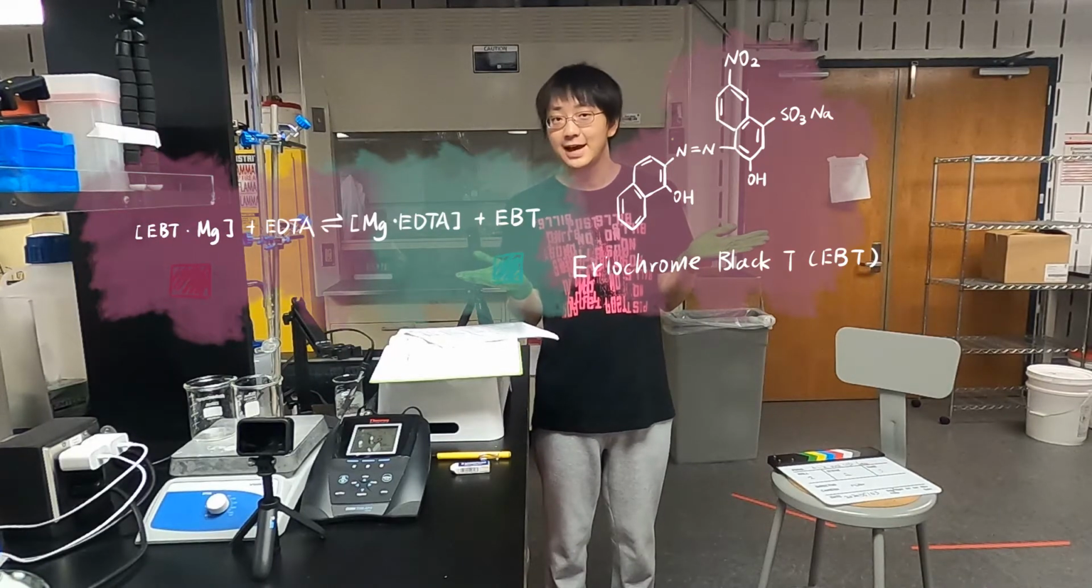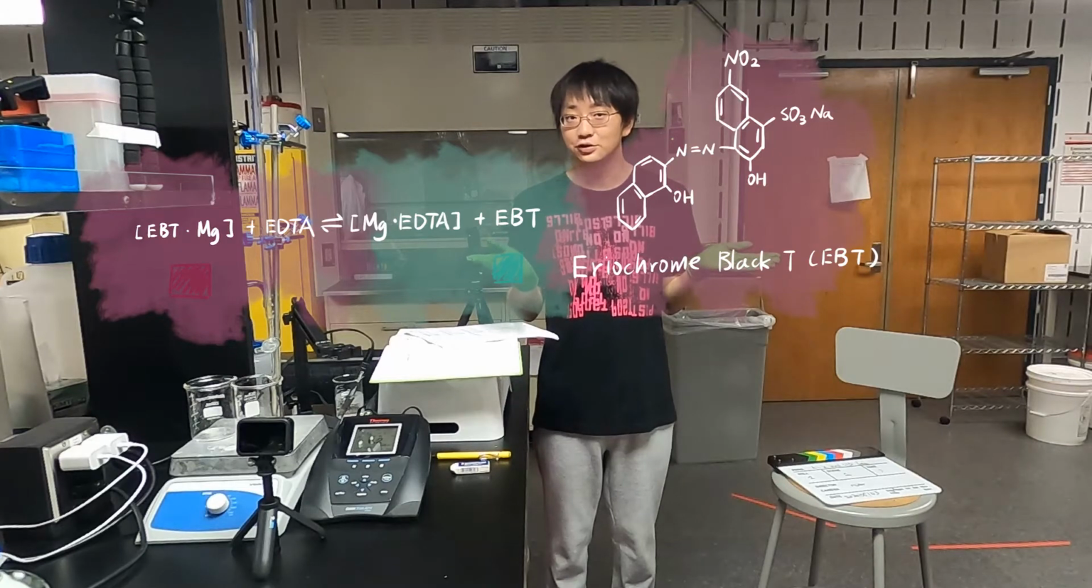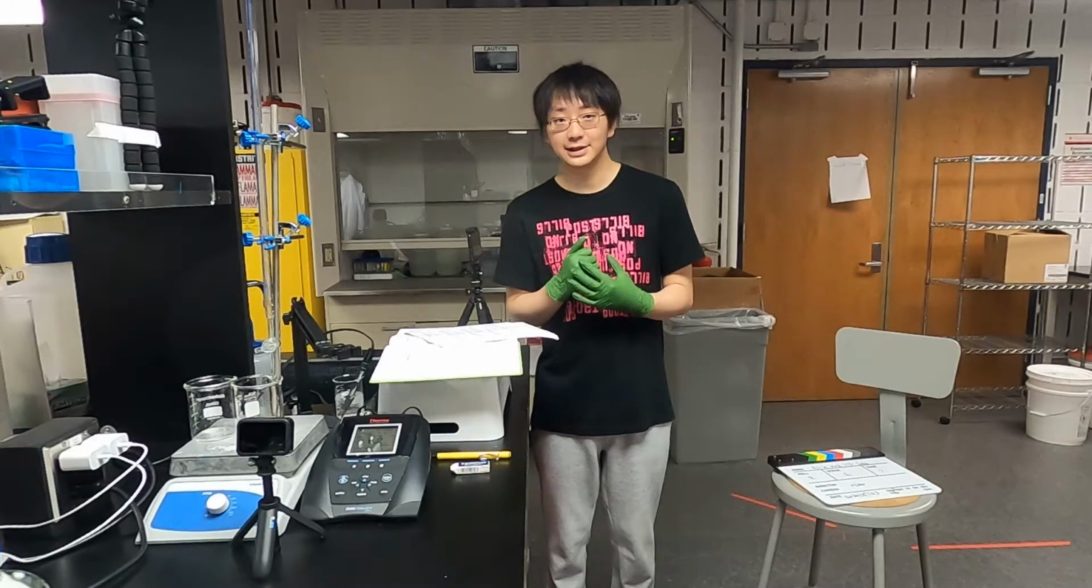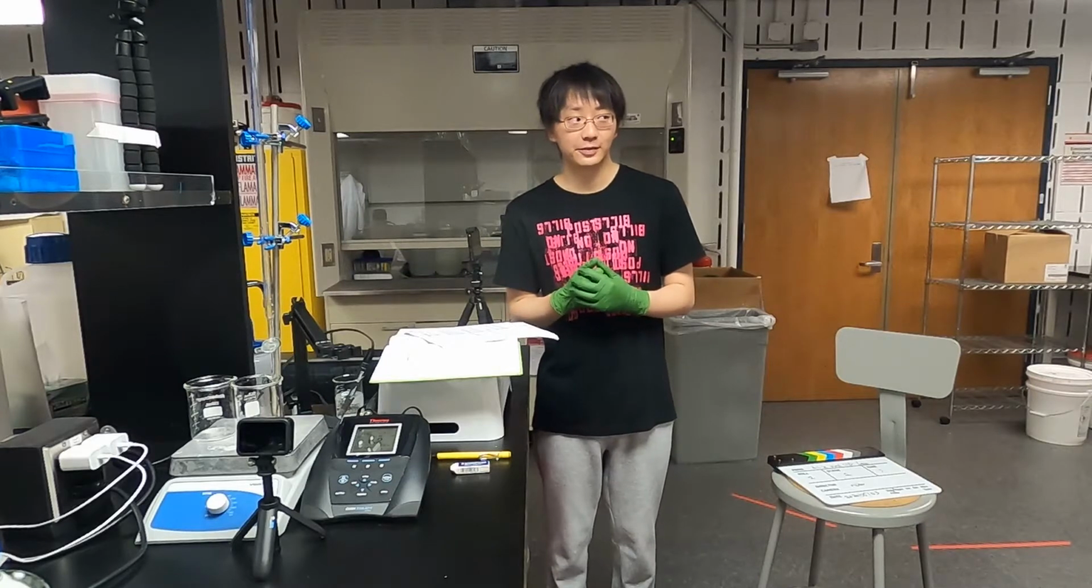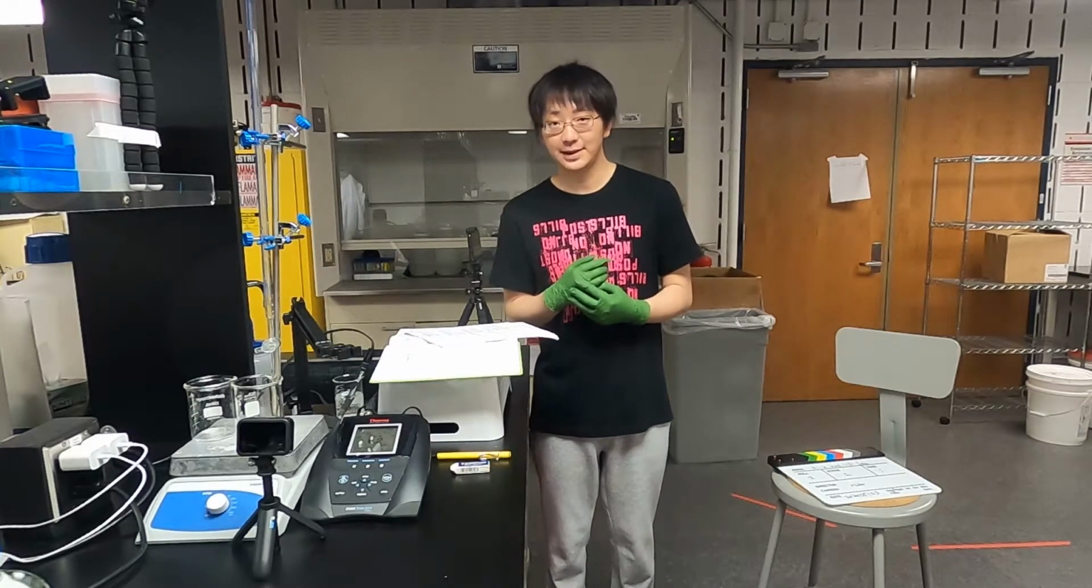We can see that as we add more EDTA into the solution, the reaction goes to the right. And then for the calcium hardness, we usually determine it by titration with EDTA at pH equal to 12, because at this pH, all magnesium is precipitated.